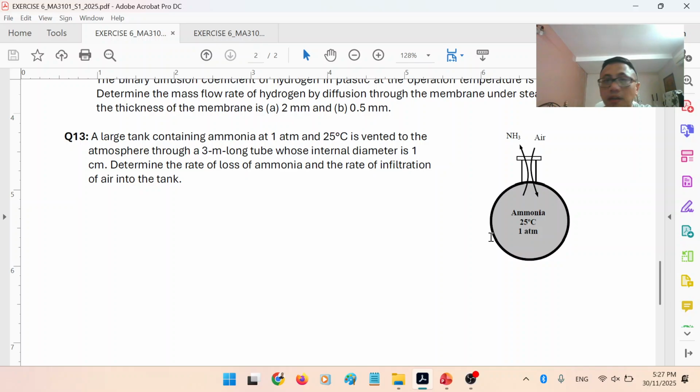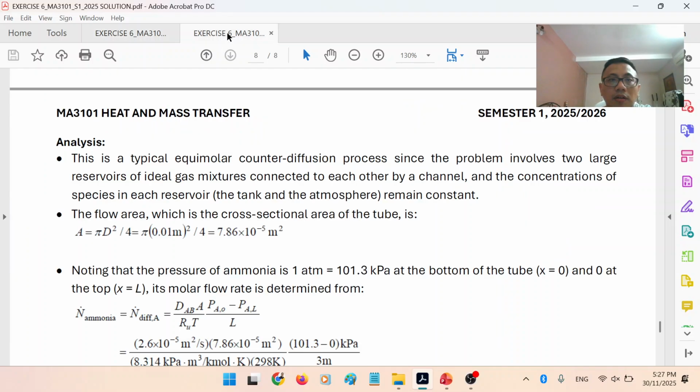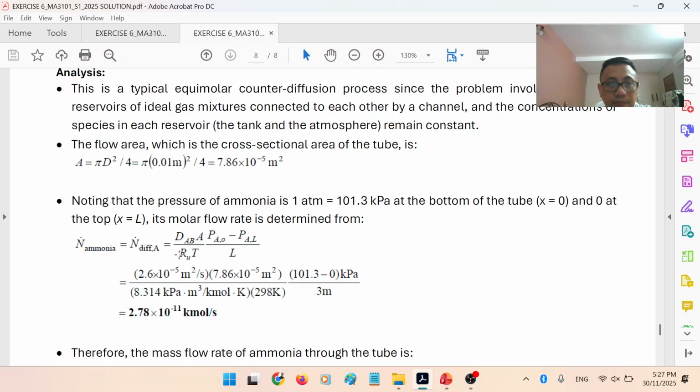Okay, get this, so 1 centimeter. All right, then note that the pressure of ammonia is 1 atm, or equals 101.325 kilopascal. At the bottom of the tube is x equals 0, and at the top, x equals L.